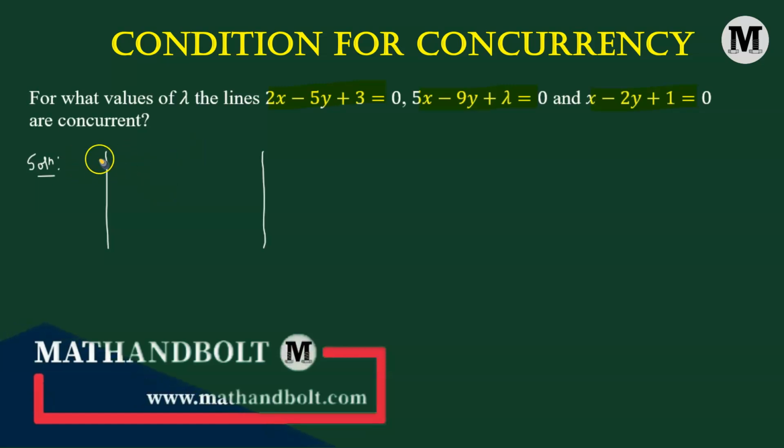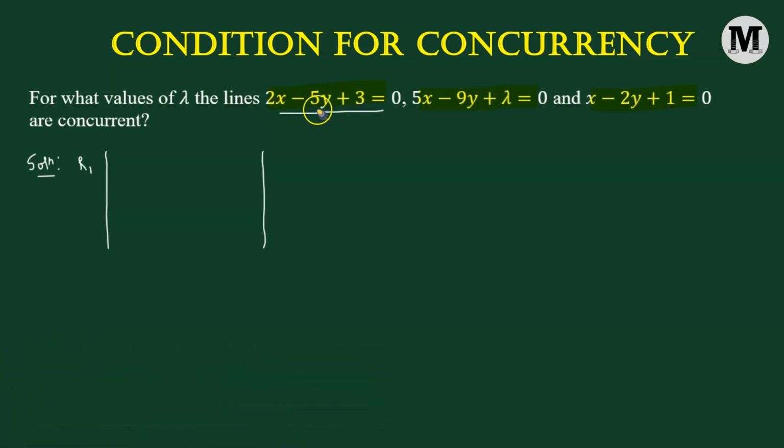In row number 1, we are going to consider the first equation, 2x minus 5y plus 3 equals 0. So here we take the coefficient of x, which is going to be present in the first row, first column. Then in the first row, second column, we consider the coefficient of y, that's negative 5. And in the first row, third column, we consider the constant term, so that's 3.